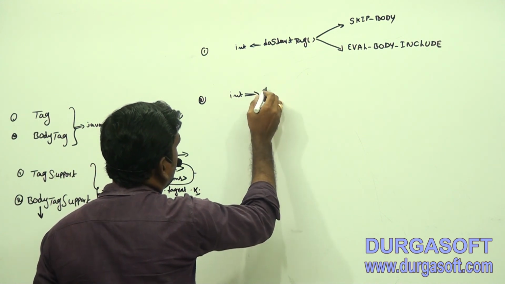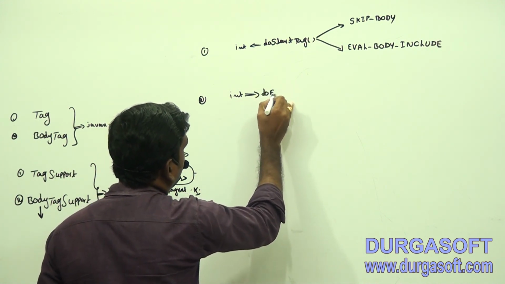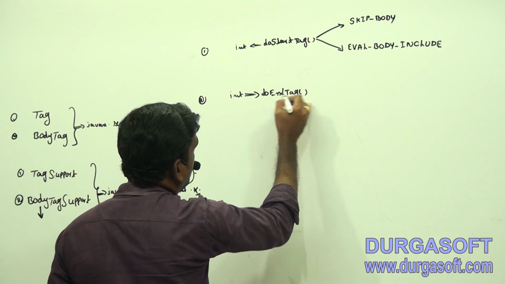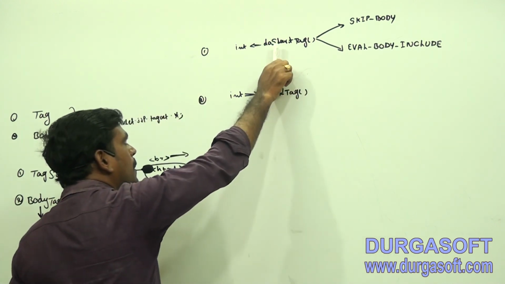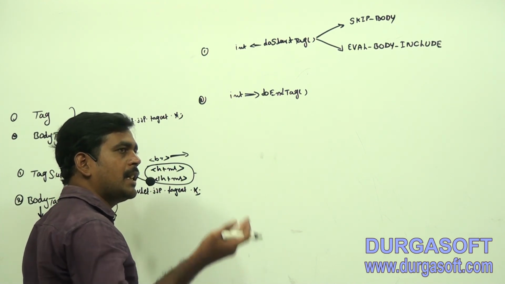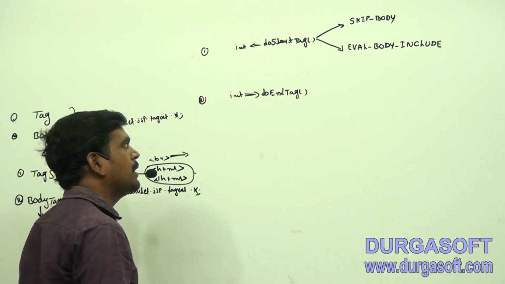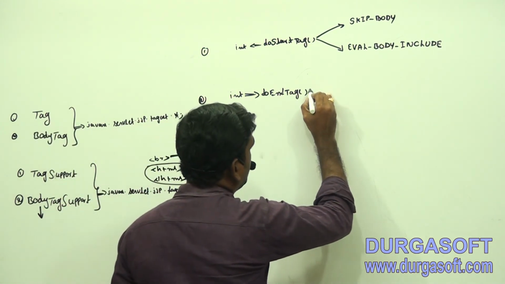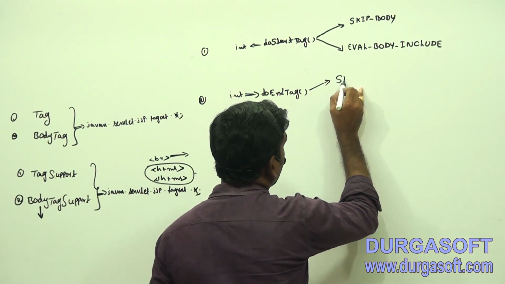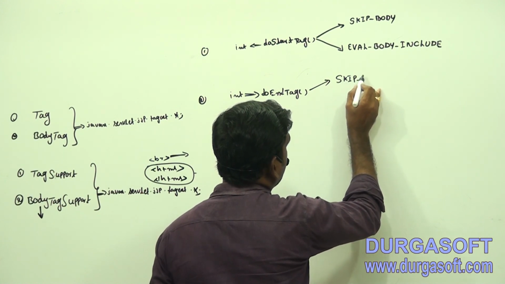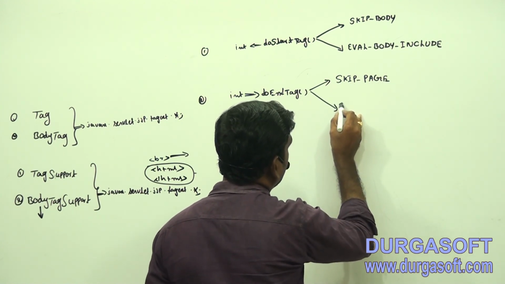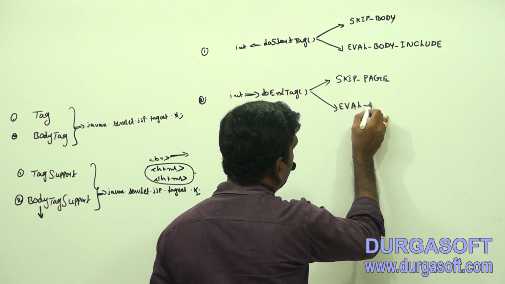The next method is also integer only. What is the method? doEndTag. Whenever the JSP engine encounters our tag, this doStartTag method is going to be executed. Whenever the JSP engine encounters the end of the tag, then this is going to be executed. Now the return values are SKIP_PAGE and EVAL_PAGE.